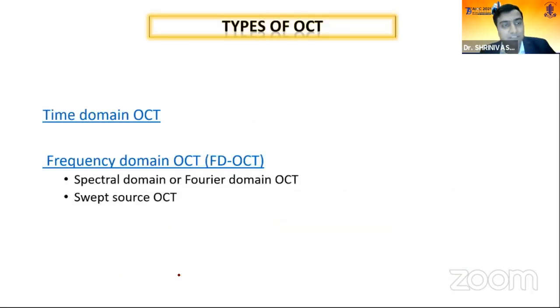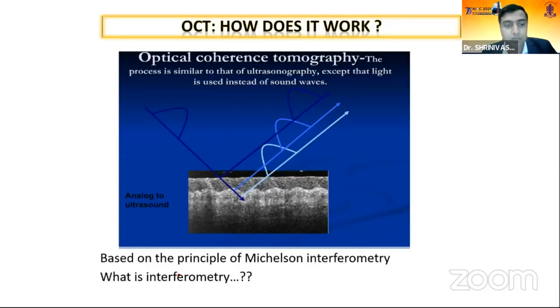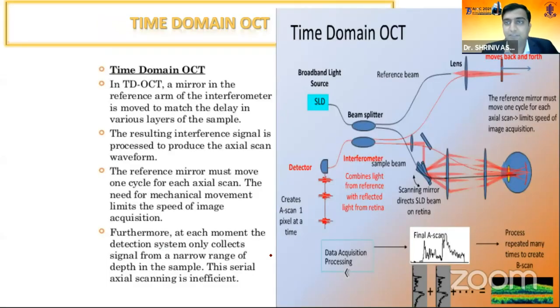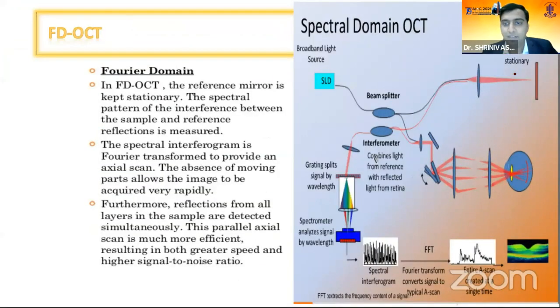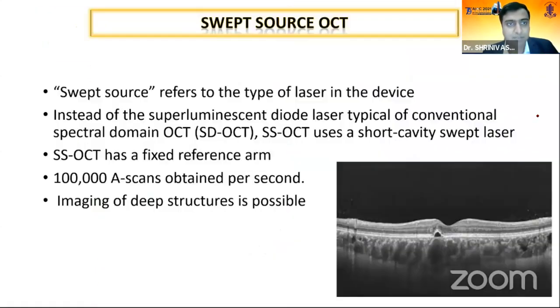We all know it depends on the time domain or the frequency domain. Now we have swept source OCT also. It's basically based on the principle of Michelson's interferometry. It's a superluminescent diode light source which goes to the reference mirror, and the mirror keeps moving back and forth. That's the disadvantage because the image acquisition is not faster. However, with the Fourier domain, it goes into Fourier transformation where the reference mirror is fixed, and that's how the Fourier domain looks better as compared to the time domain.